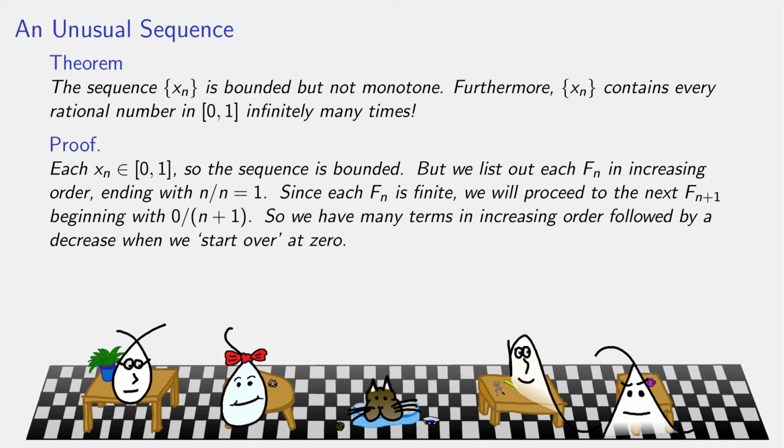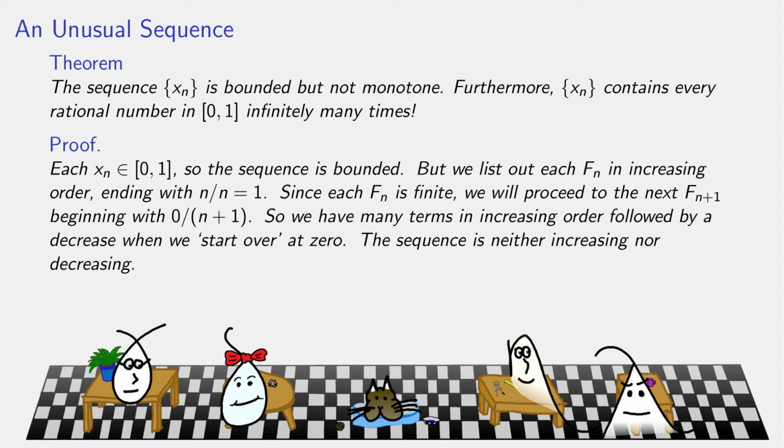So I do a bunch of increasing, but I'm always going to have some decreasing later on, which means it's not monotone in either direction. It's got some increasing terms and some decreasing terms over and over and over again. So the sequence is neither increasing nor decreasing. Okay, we did already show it's bounded.